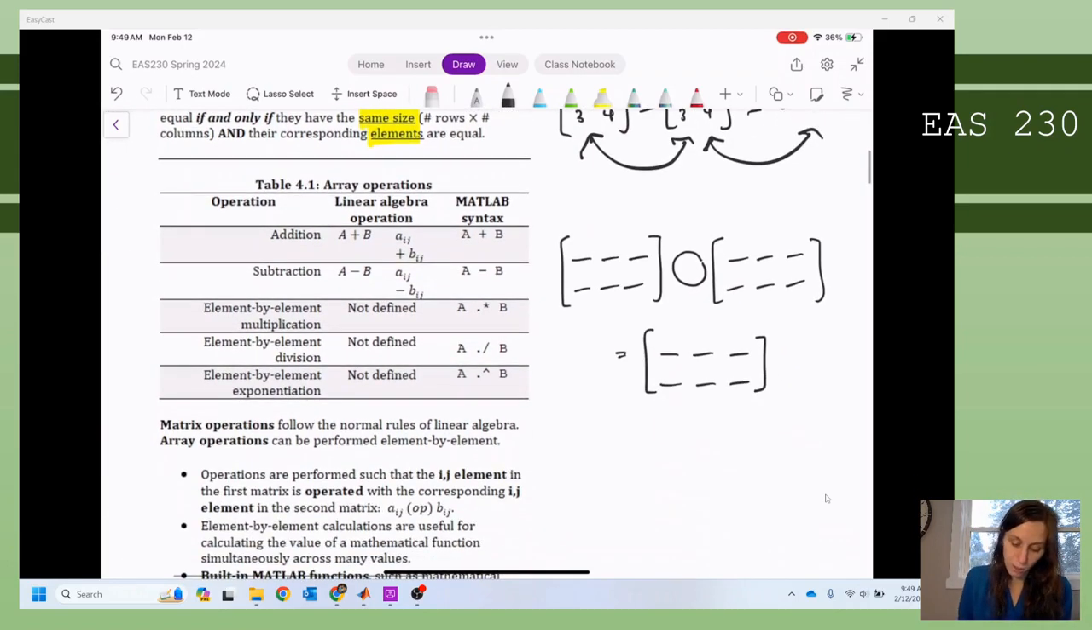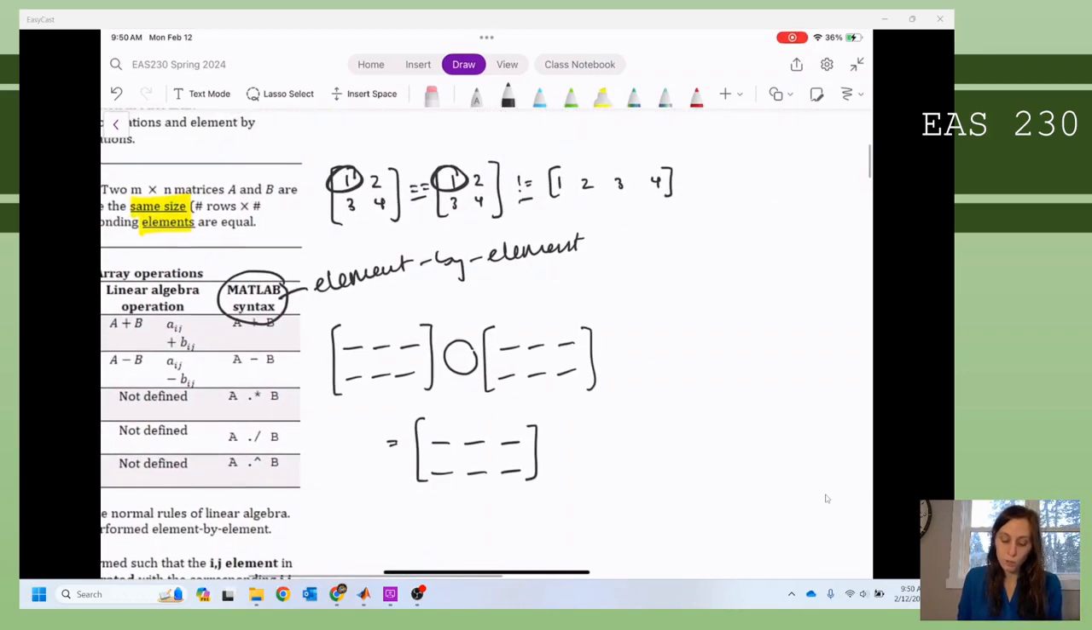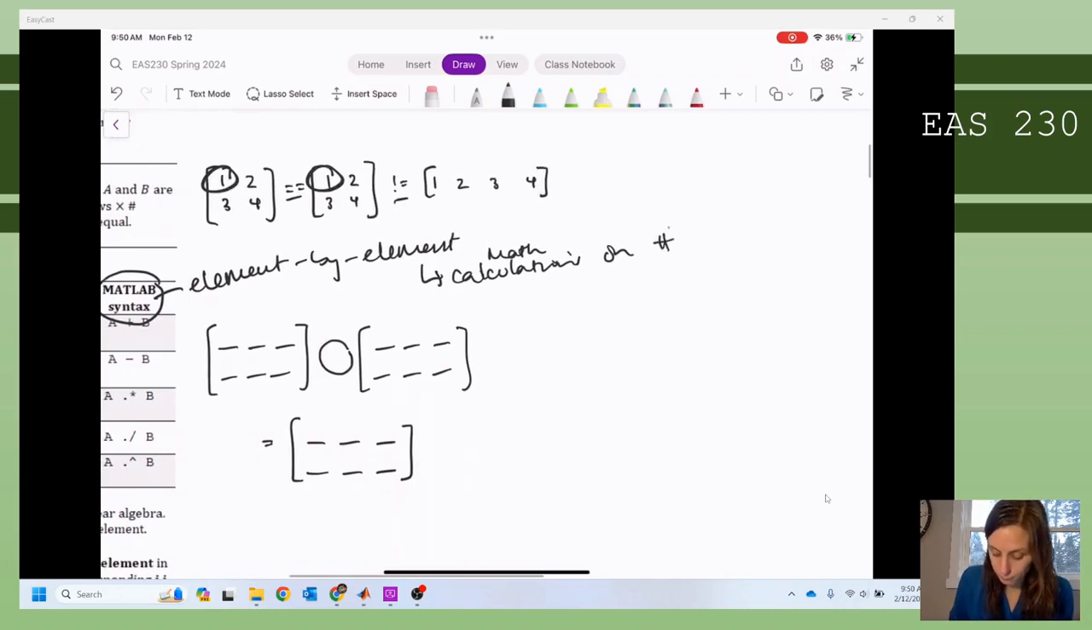So on to math. Math in MATLAB is defined in two different ways. First, we have linear algebra operations, and second, we have special MATLAB syntax. These are element by element operations. And these element by element operations are really useful for doing calculations, like math formulas on numbers in an array. And this is the same calculation on all the numbers.